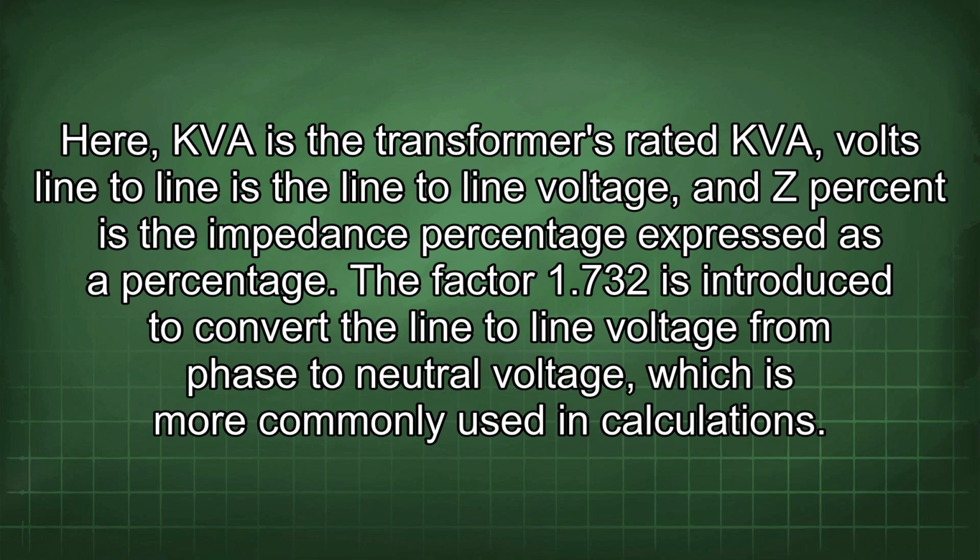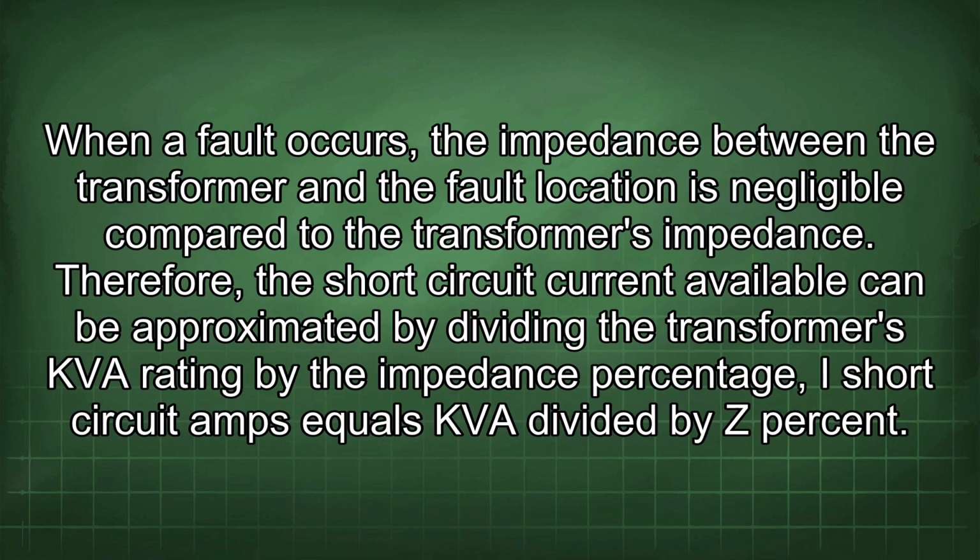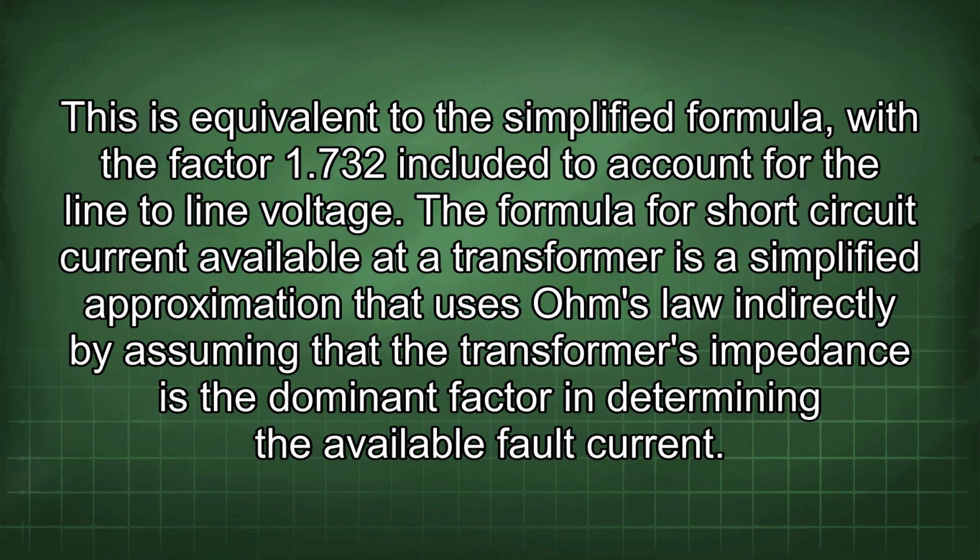in calculations. When a fault occurs, the impedance between the transformer and the fault location is negligible compared to the transformer's impedance. Therefore, the short-circuit current available can be approximated by dividing the transformer's kVA rating by the impedance percentage. I short-circuit amps equals kVA divided by Z%. This is equivalent to the simplified formula, with the factor 1.732 included to account for the line-to-line voltage.